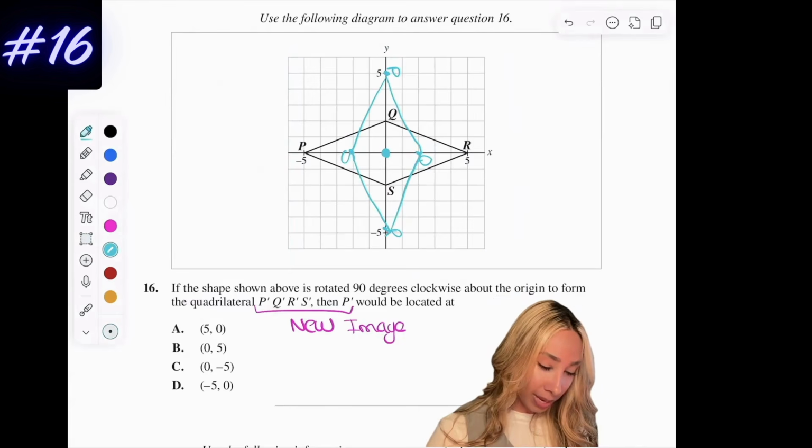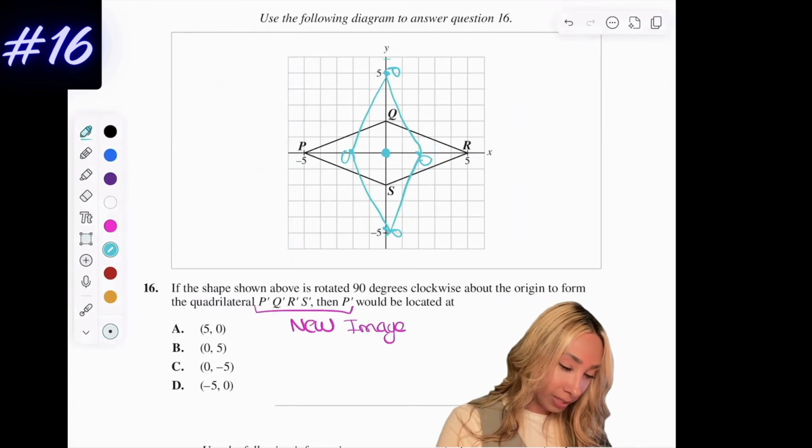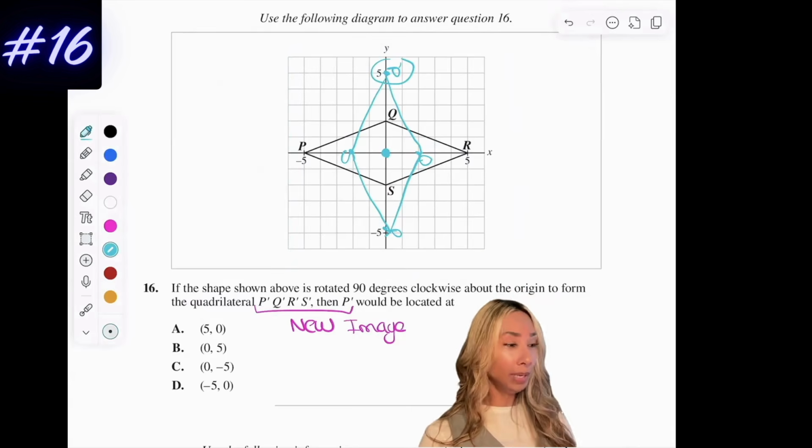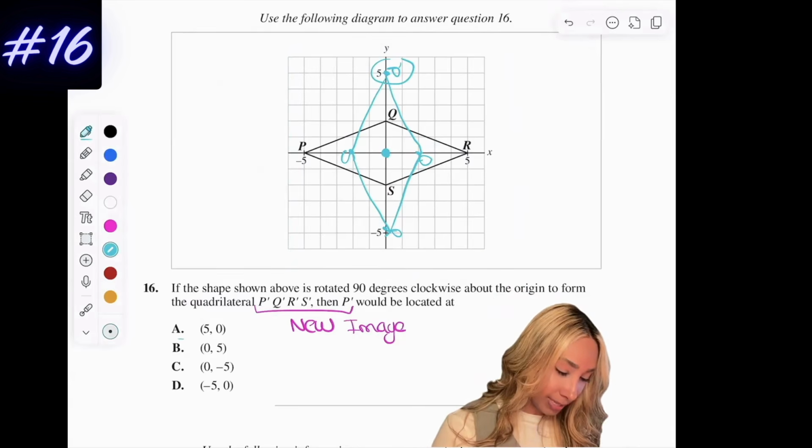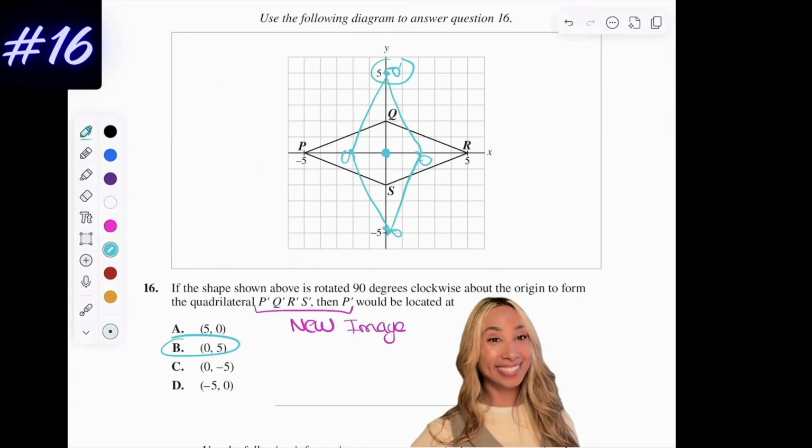Perfect. Okay, so then it says P prime would be located, of course, here. That's P prime. It's in blue for me. And that's going to be at 0, 5, which is going to be answer B.